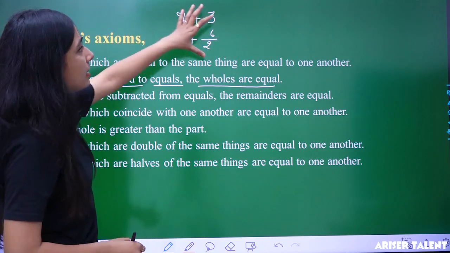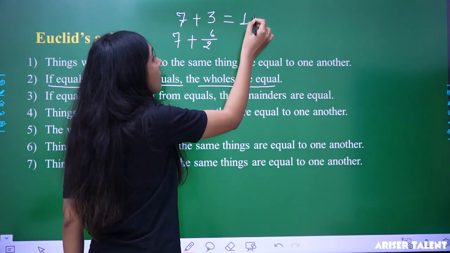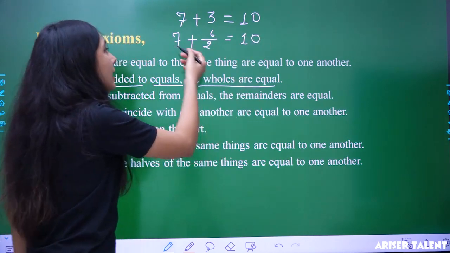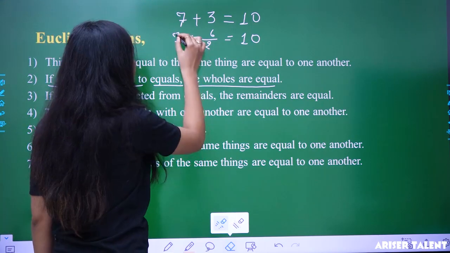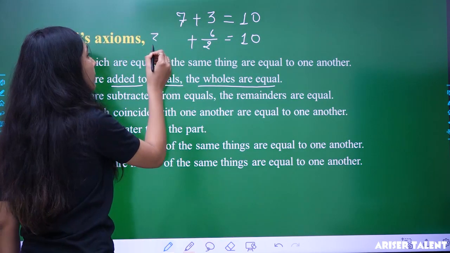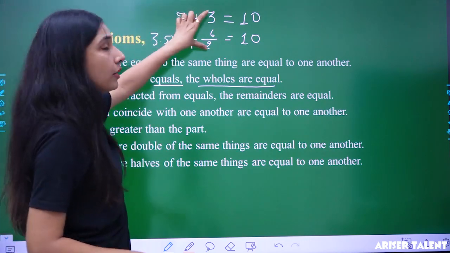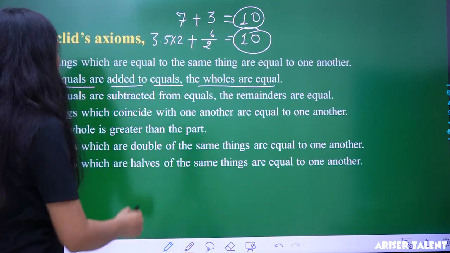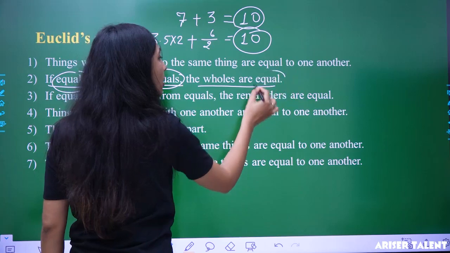Now equals are added to equals, the result will be 7 plus 3, which is 10. And the other may be written as 3.5 multiplied by 2, which is again 7. So when equals are added to equals, they give equals. Equals are added to equals, the wholes are equal.